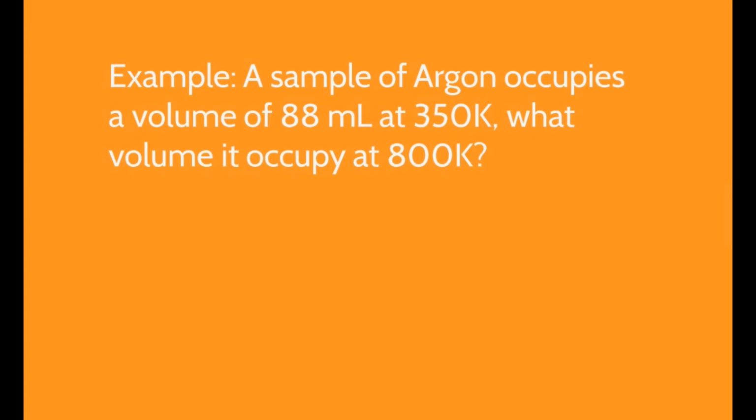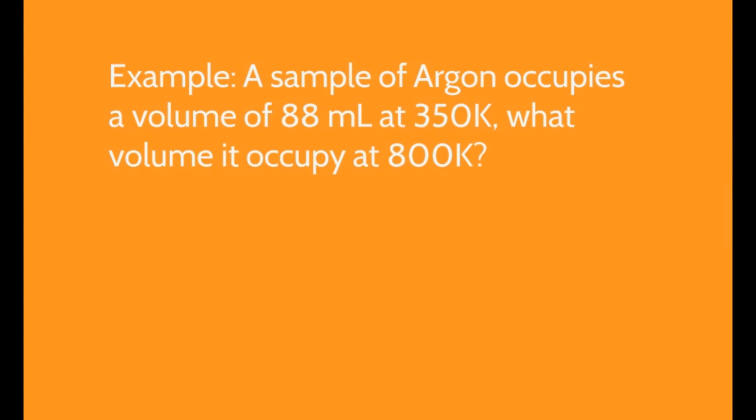If this was your V1, that has to be your T1. They say at. Okay? You could say V2 and T2. The other one's going to have to be the other. It doesn't matter, as long as they're on the same side, the formula will work. What will the volume be, V2, if it occupies at 800 K?